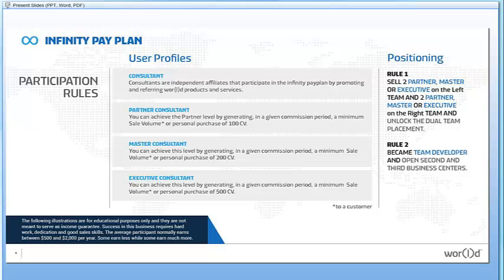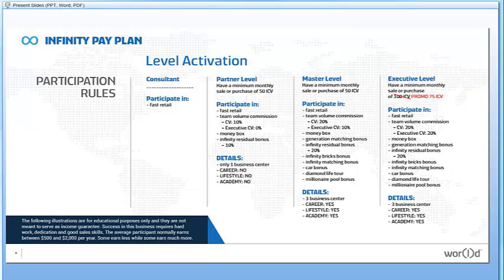Next page. Here it is. It breaks down a little bit more in a precise manner. Let's talk about the master level. You need to have a minimum monthly sale or purchase of 50 ICD. So your monthly auto ship, when you do renew, and again, I'm using the word auto ship quite loosely, we do not have an auto ship in place. It's up to you to be responsible for your business.